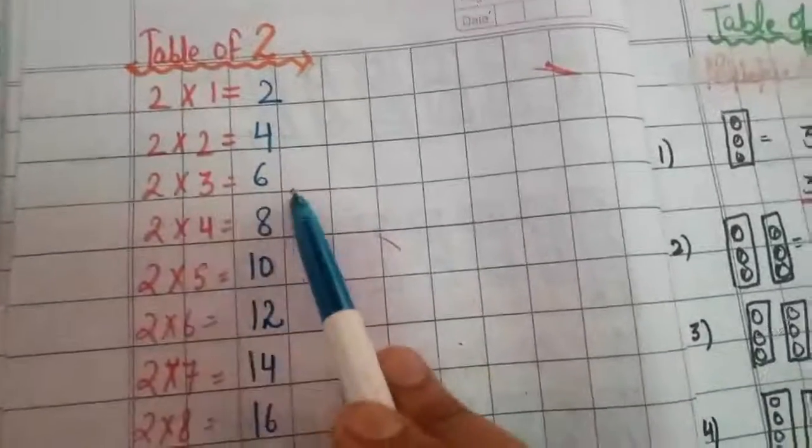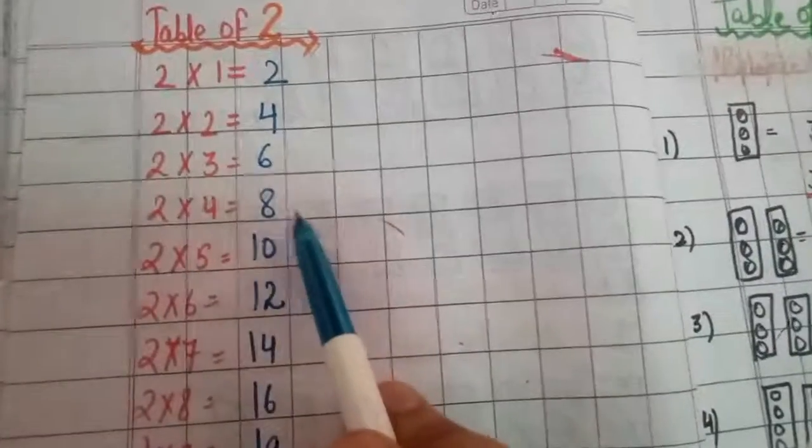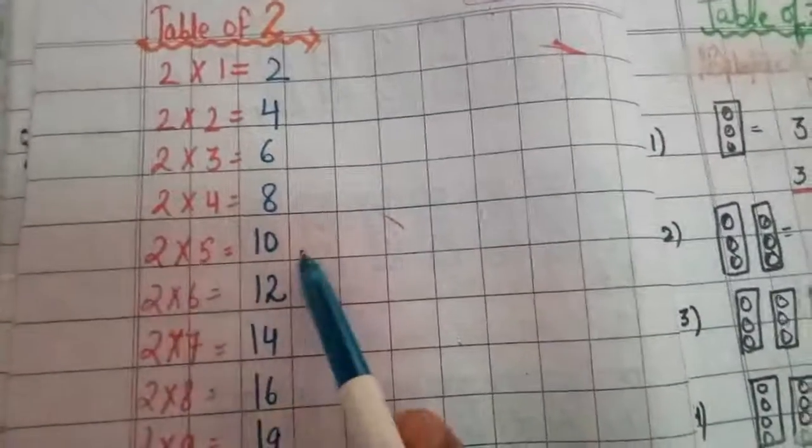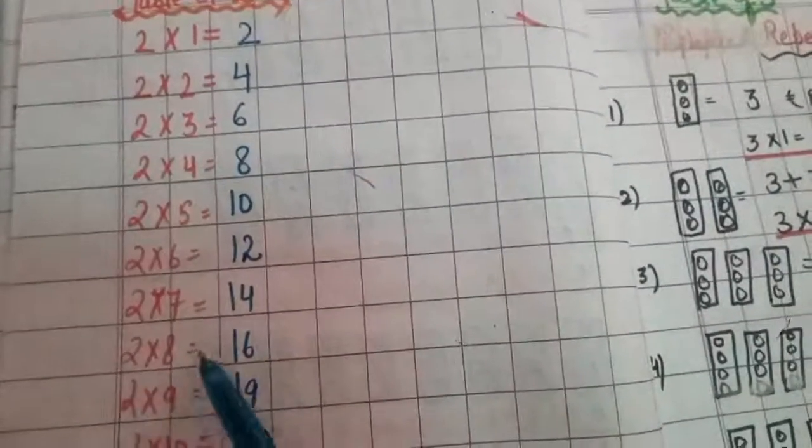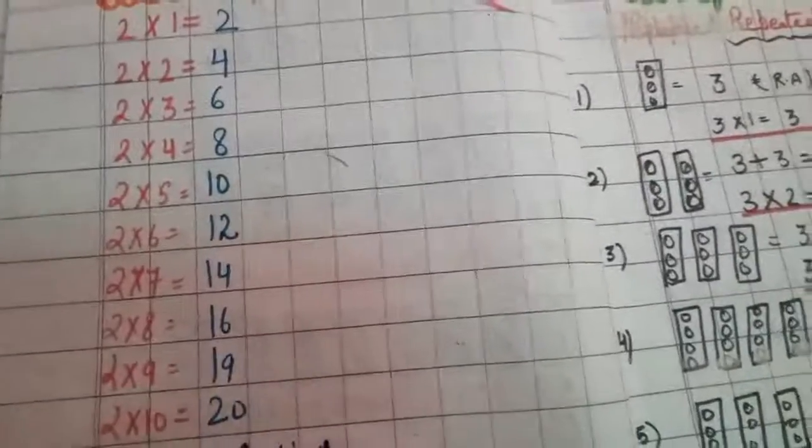2 threes are 6. 2 fours are 8. 2 fives are 10. 2 sixes are 12. 2 sevens are 14. 2 eights are 16. 2 nines are 18. 2 tens are 20. So this is the table of 2.